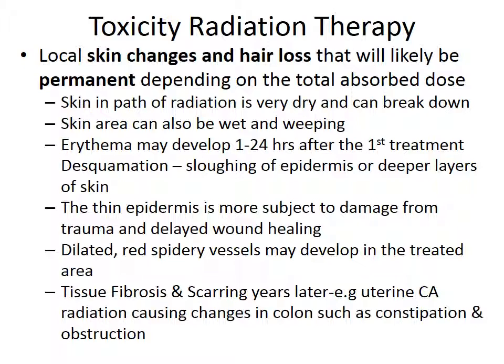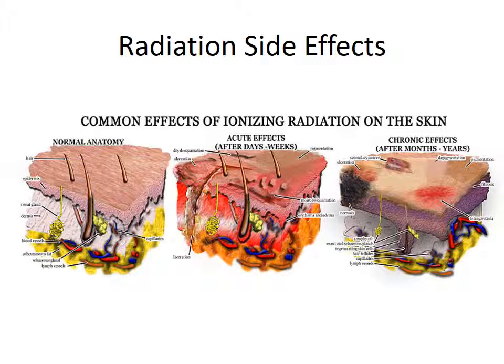The thin epidermis is more subject to damage from trauma and delayed wound healing in cancer patients undergoing radiation. They often develop dilated red spidery vessels in the treated area, and tissue fibrosis and scarring years later can occur, especially in uterine cancer radiation, which causes changes in the colon, such as constipation and obstruction. This slide here shows radiation side effects and the effects of radiation on the skin.